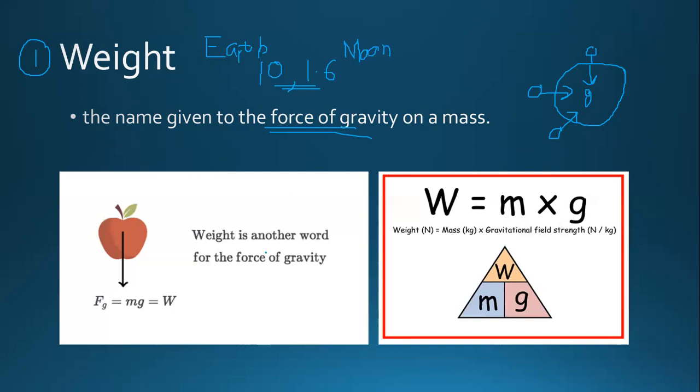So weight is also another word for the force of gravity. जैसे कि अगर मैं कहूँ gravity Fg, Fg क्या है? Fg is known as gravitational force. ये कौन सी force है? G. G force है, which is the gravitational force.